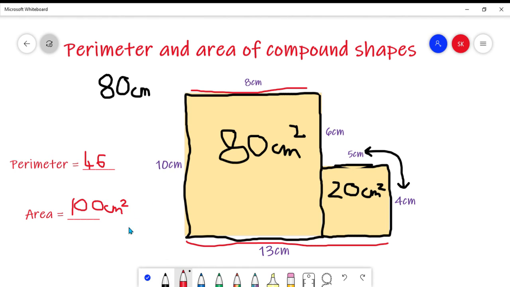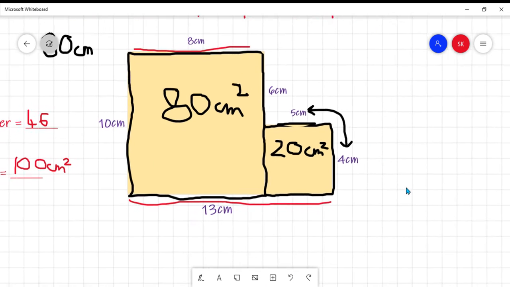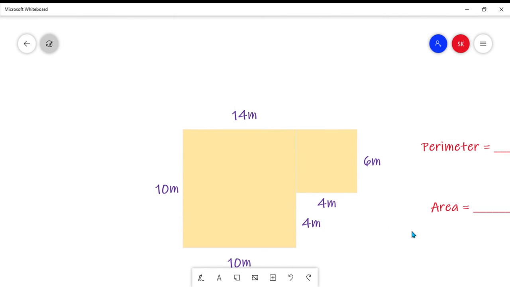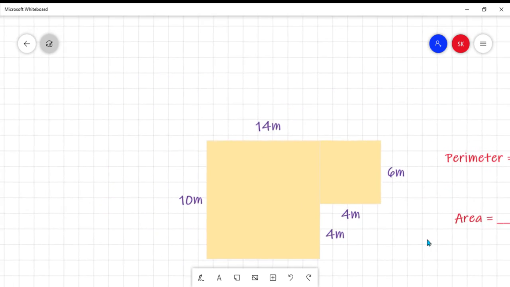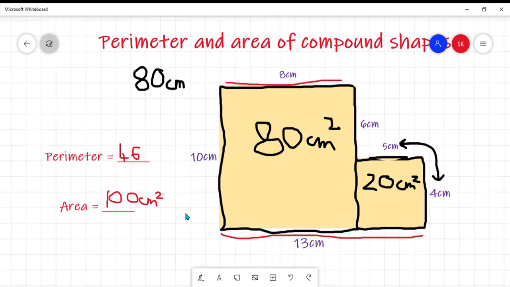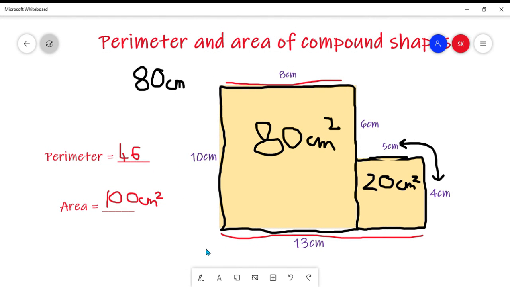So that was the first example done. We still have one more, and we'll have a look at that example. So let's move to the second one. Also, you can note down how to work it out. The answers are on the side.